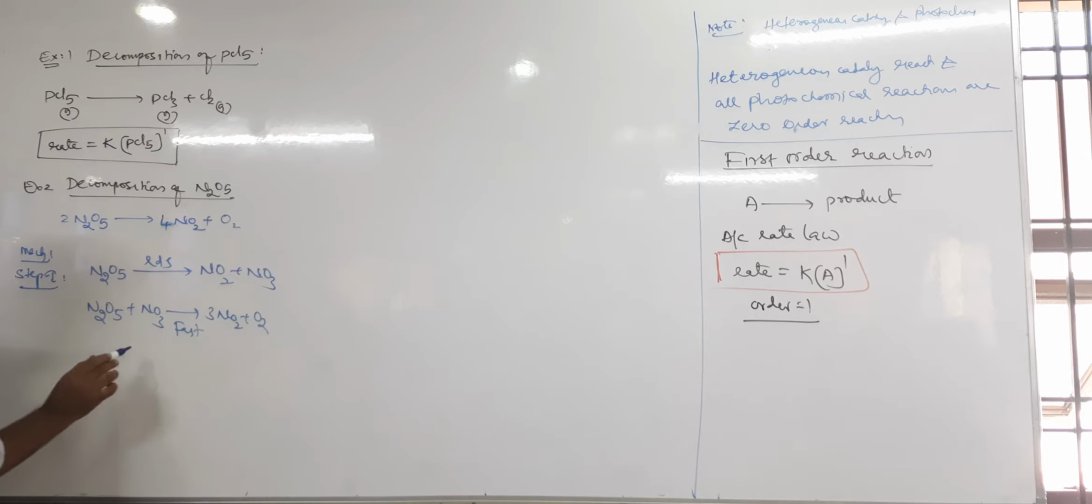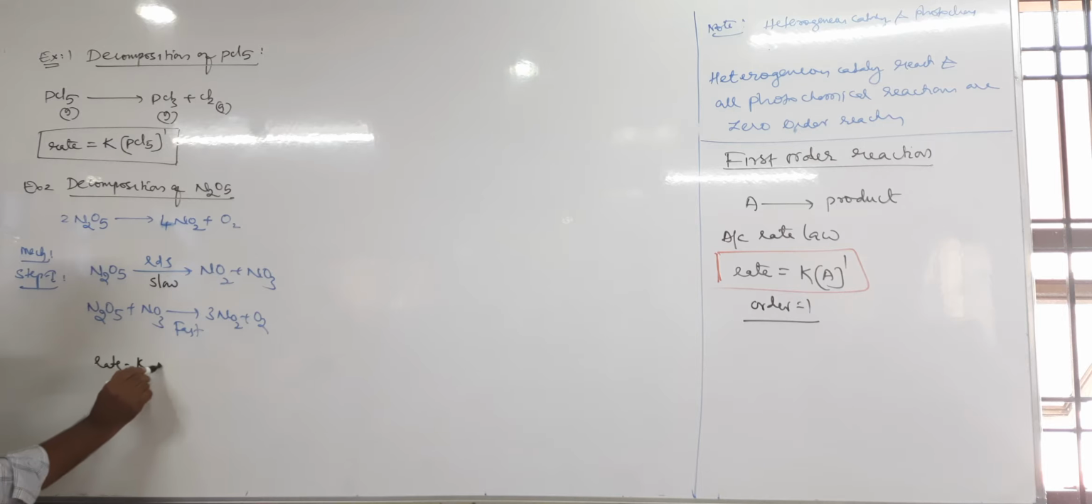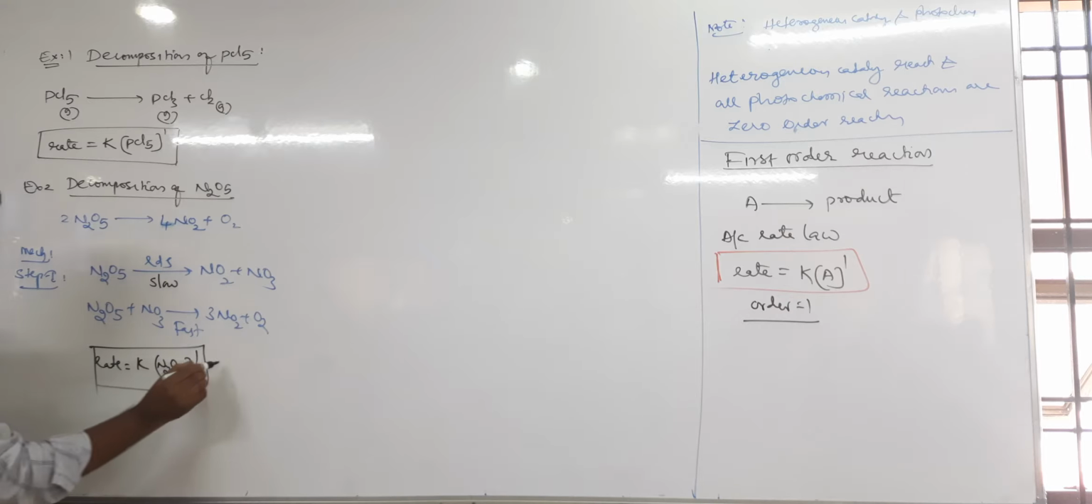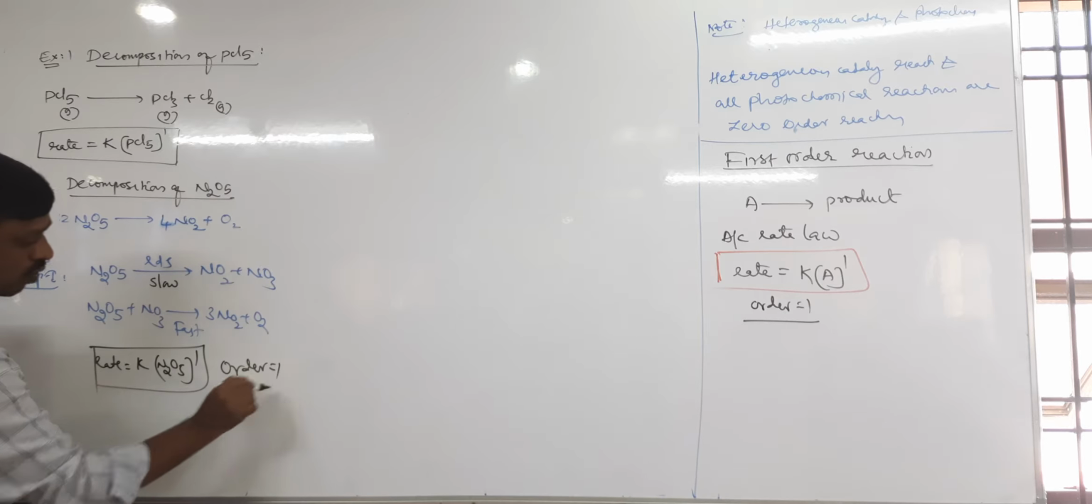Okay. So now tell me, is the rate law applicable to the slow step or the fast step? The slow step, RDS. Therefore, rate is equal to K into N2O5 molar concentration power 1. Therefore, order is equal to 1.